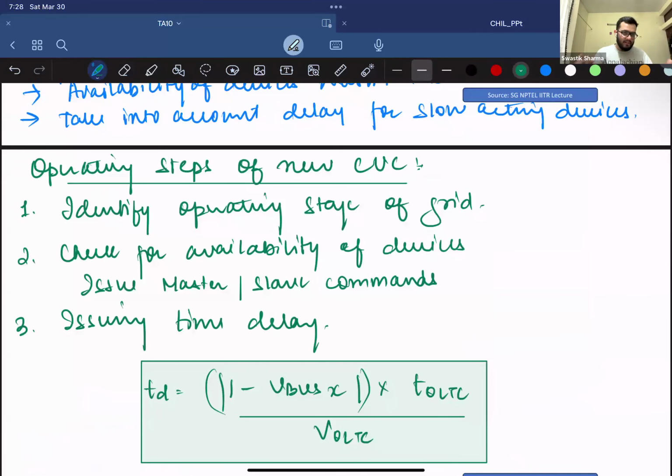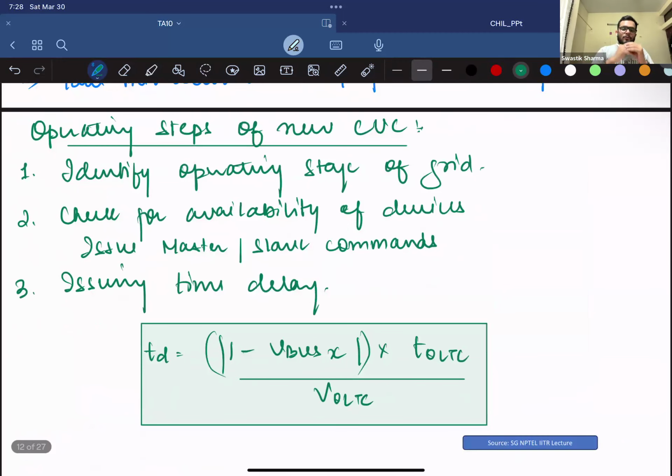And in between the devices that were available, he issued master-slave commands. A master-slave command is a hierarchical control command where the master works first and then issues commands for the slaves. And third, he issued time delay so that slow acting devices could also provide power and could start injecting reactive power simultaneously with fast devices.